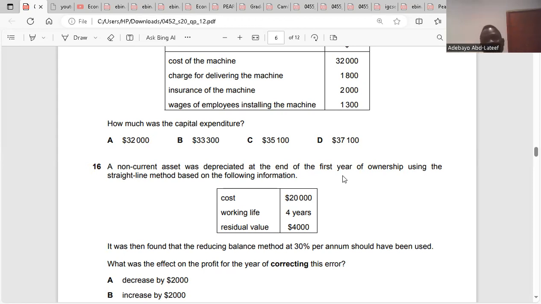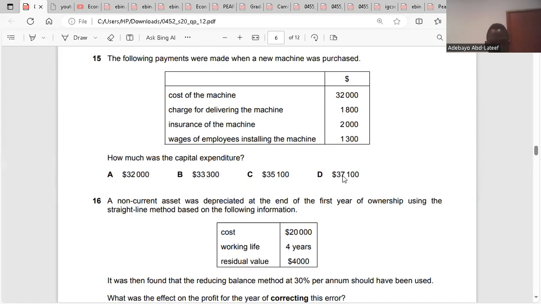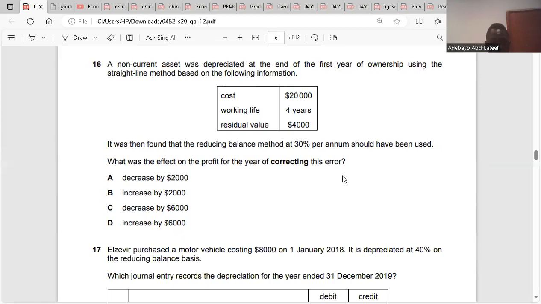Do you understand? So the answer is B. Effect on profit: profit was overstated by 2,000. What was the effect on profit for the year? The effect is that it increased by 2,000. But after correcting it, it will be decreased by 2,000. The answer is A.